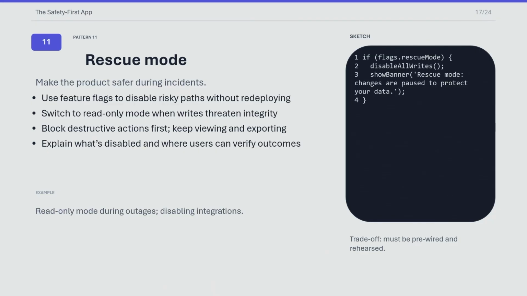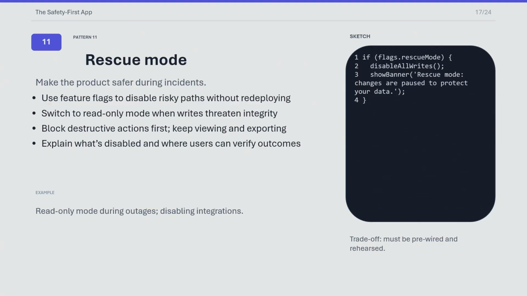So for instance, look at the code sketch first over there, and you would essentially have a rescue mode flag, and based on that, disable all writes if the flag is in rescue mode, and accordingly you would show a specific banner as well, like this: in rescue mode, changes are paused to protect your data. It shows that you are considering this for your user, and at the same time, it's not letting them put in data that you are going to override or not save anyway.